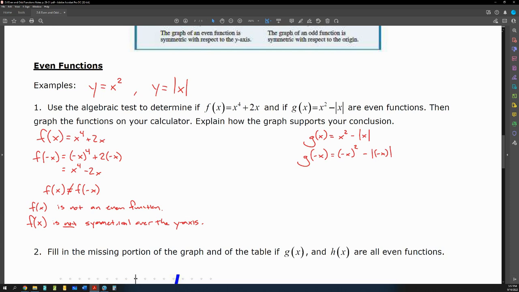Okay, so simplifying g of negative x, we get the quantity negative x squared. Well, that is an even power, so it's equivalent to just positive x squared. It gets rid of that negative. And then we have minus the absolute value of negative x. Well, by definition, the absolute value takes its argument and makes it positive. So this is equivalent to the absolute value of positive x. And there you have it. g of negative x is equal to g of x. So we can write that out. g of x is equal to g of negative x. Therefore, g of x is an even function.